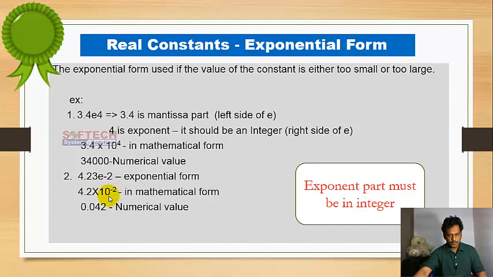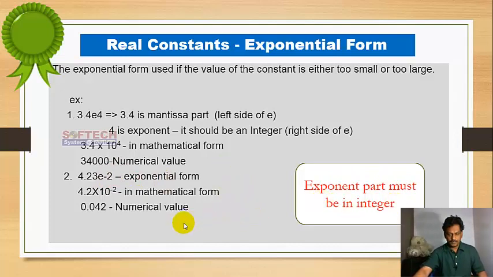But the exponent part should be an integer. It may be a signed integer, negative or positive, but it should be an integer. That is, the right side of the e is the exponent, and that exponent should be a signed integer. The exponent is not in real form. It is in integer form. The exponent part must be an integer.